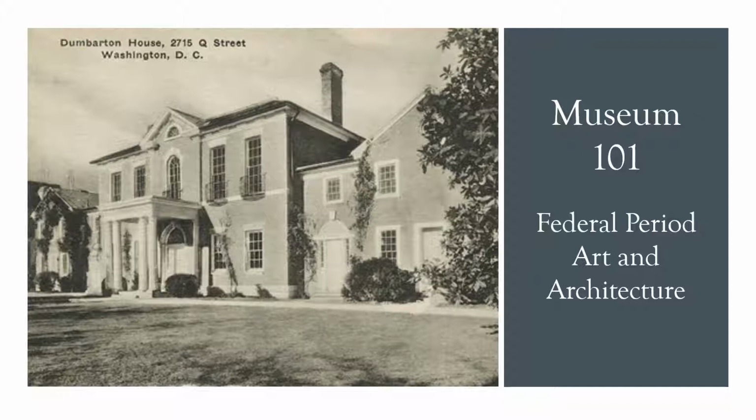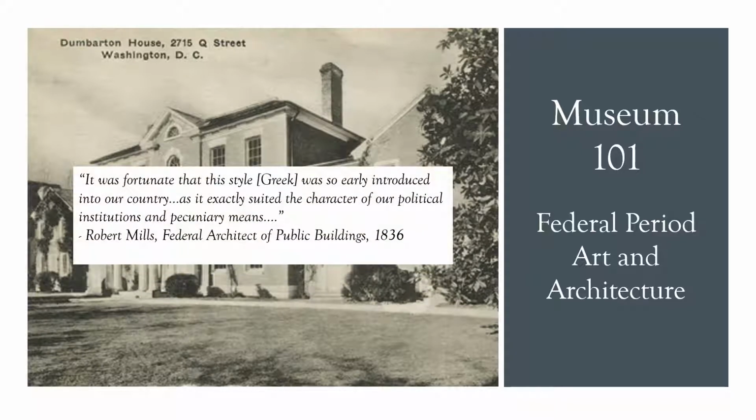This is an introduction to Federal period art and architecture. "It was fortunate that this style, Greek, was so early introduced into our country, as it exactly suited the character of our political institutions and pecuniary means." Robert Mills, Federal Architect of Public Buildings, 1836.